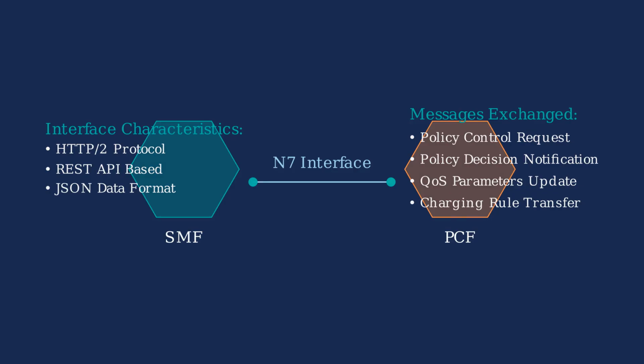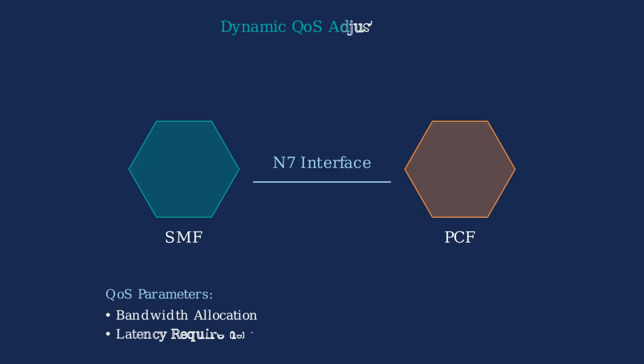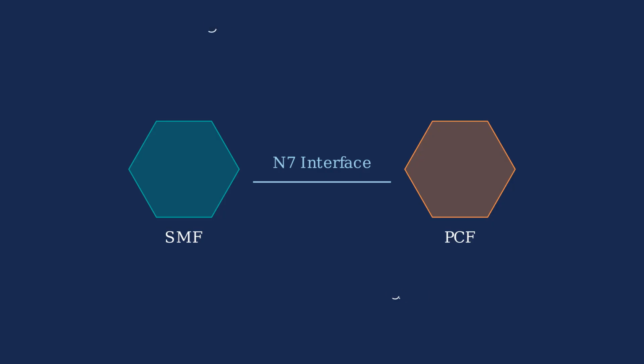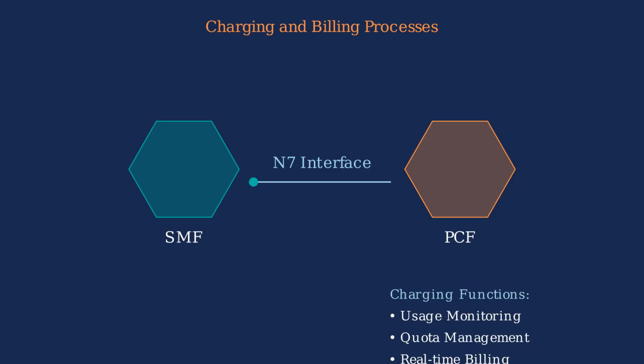One of the key functions of the N7 interface is enabling dynamic quality of service adjustments. The PCF can instruct the SMF to modify parameters like bandwidth allocation, latency requirements, and priority levels in real time. The N7 interface is also essential for charging and billing processes. It enables usage monitoring, quota management, and real-time billing information to be exchanged between network components.